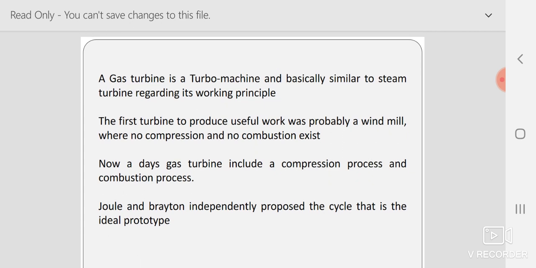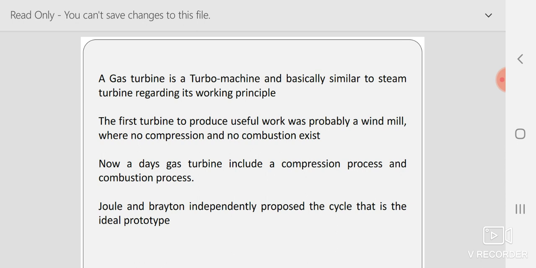Define a gas turbine: it is a turbo machine and basically similar to a steam turbine regarding its working principle. In steam turbine, what happens? High pressure steam enters, it makes the turbine rotate. Taking the same philosophy into account, in a gas turbine, the gas comes into the turbine at high pressure. It rotates the turbine blade, and as a result, the gas pressure drops. This is basically the expansion process I was talking about earlier.